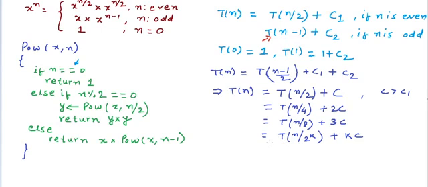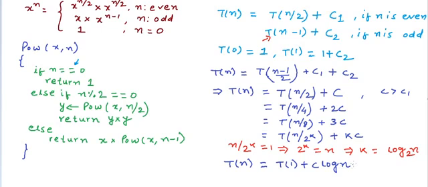Now let us try to express T(n) in terms of T(1). In that case, n by 2 to the power k will be equal to 1. That will imply 2 to the power k is n, or k is log n to the base 2. So T(n) can be written as T(1) plus C log n, where C is a constant and T(1) is also a constant, which is equal to 1 plus C2. So the overall expression is 1 plus C2 plus C log n, where C and C2 are both constants. So we can see here that time taken T(n) is proportional to log n.